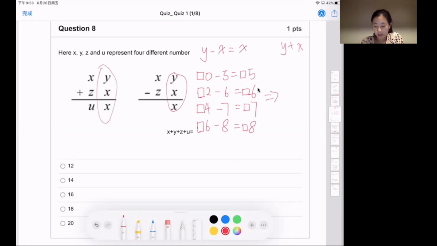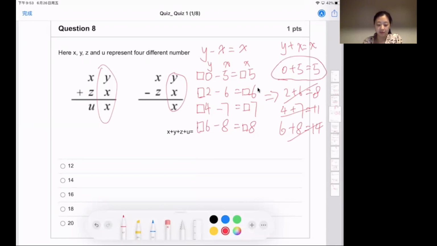Y plus x equals x. So 0 plus 5 equals 5. 2 plus 6 equals 8. No, right? 4 plus 7 equals 11. 6 plus 8 equals 14. They're not correct. So the only one is 0 plus 5. So what we know is x equals 5 and y equals 0.